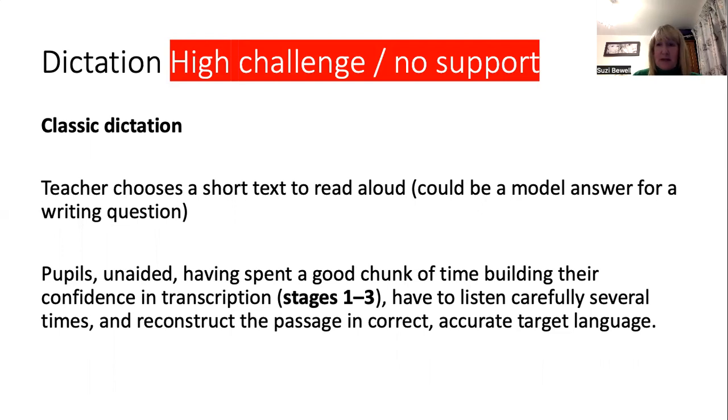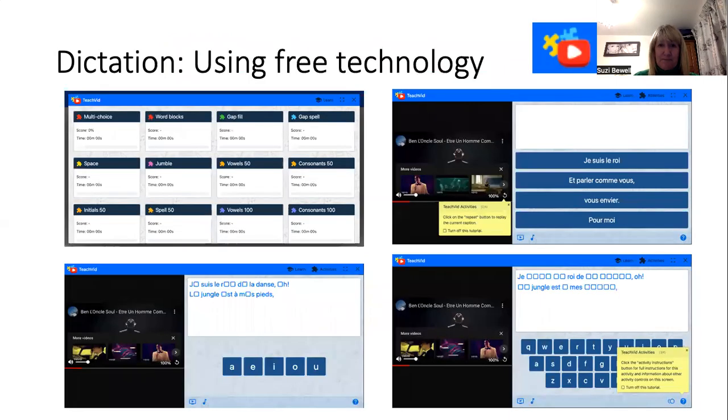So really thinking about stages 1 to 3, putting a lot of behind-the-scenes effort in year 7, 8, 9, and 10 into that skill. And then having them listen carefully several times, maybe twice, a third if you want to. Remember, this is just about building confidence and having them prepare themselves for the exam. And then finally, they would reconstruct the passage in correct, accurate target language.